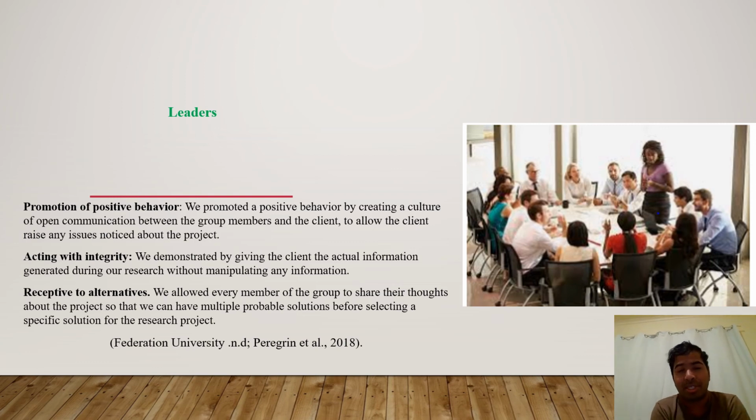We demonstrated this by giving the client the actual information generated during our research without manipulating any information. And being receptive to alternatives, we allowed every member of the group to share their thoughts about the project so that we could have multiple probable solutions before selecting a specific solution for the research project.